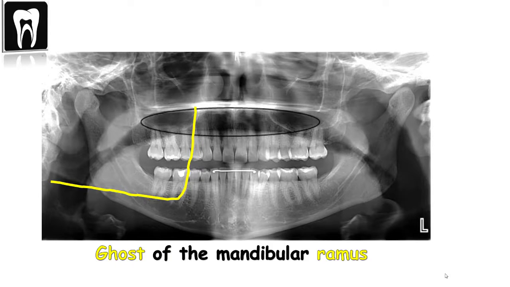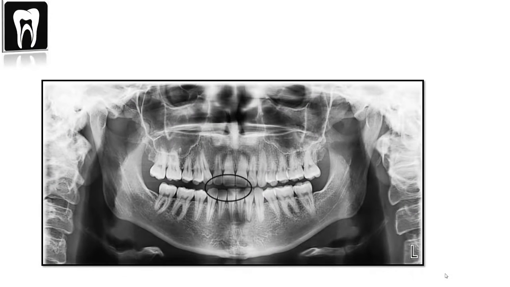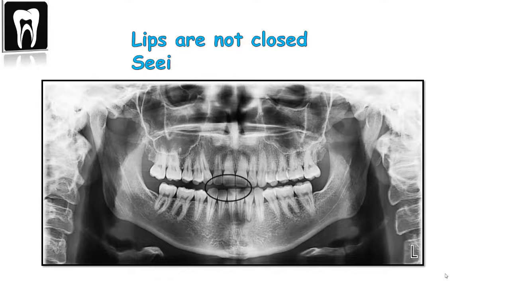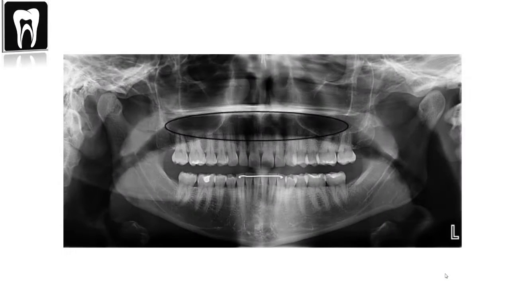Something else that might be seen is this radiolucent artifact. It's a part of the airway. When the patient's lips are not closed around the bite block, the oral orifice airspace is superimposed over the anterior teeth. So this is another error in patient positioning during the X-ray.